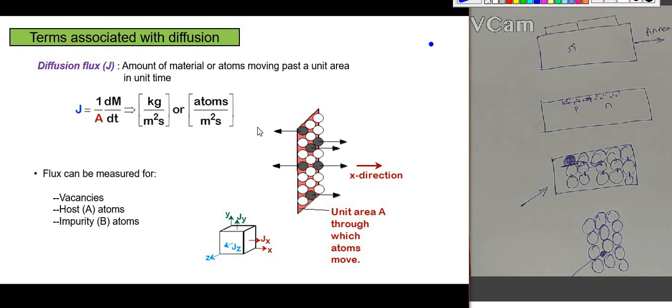It is the amount of material or atoms diffusing across a unit cross-sectional area per unit time. That is called diffusion flux. And the diffusion flux can be measured in any direction, x or y direction. So here the host atoms and impurity atoms move across the unit area.